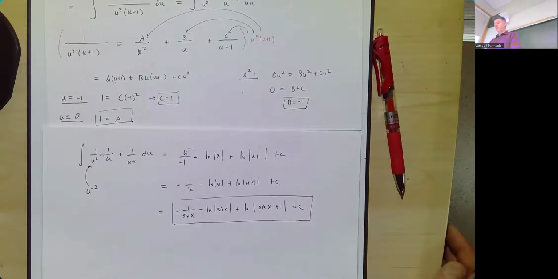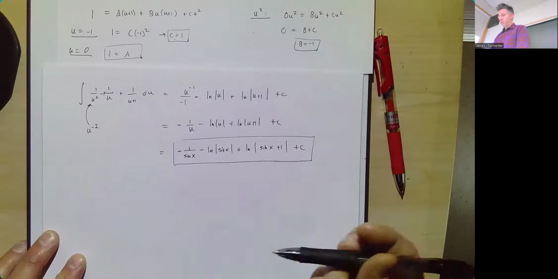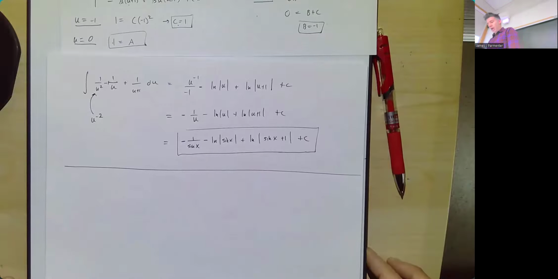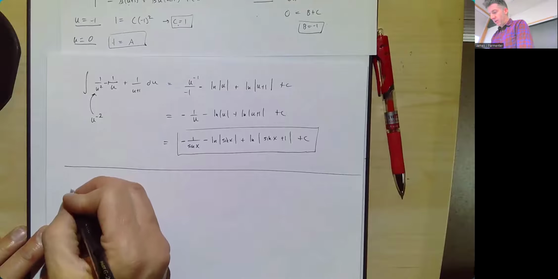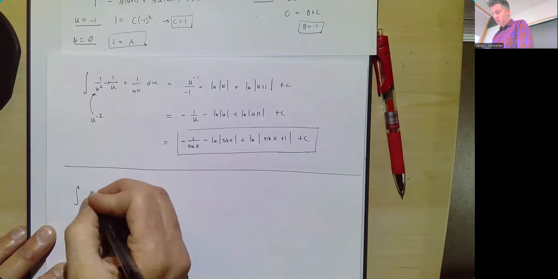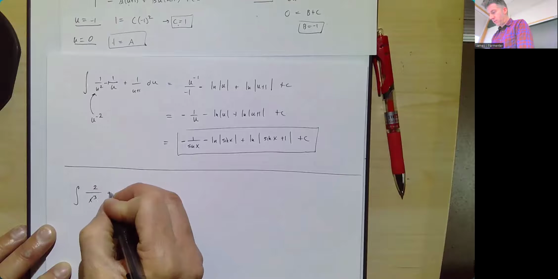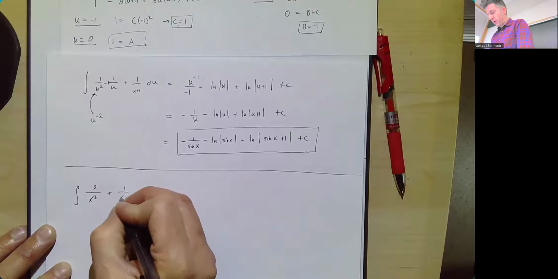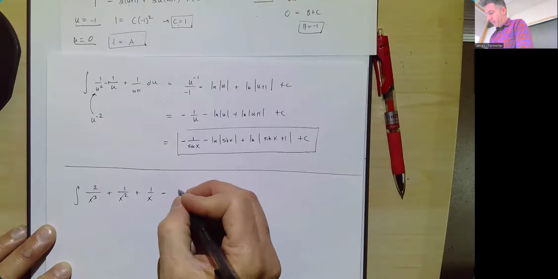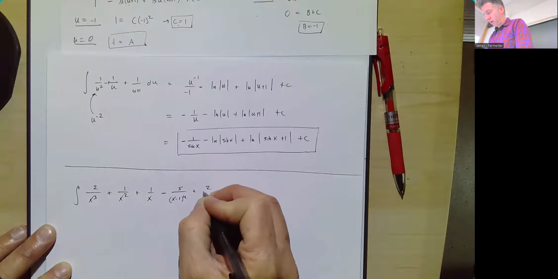Let's look at an example of how we know what to do if we've got some interesting partial fraction decomposition. Let's say we've done a partial fraction decomposition, and at the end we ended up with the integral of, say, 2 over x cubed plus 1 over x squared plus 1 over x, and then we also had minus 5 over x minus 1 to the fourth plus 2 over x minus 1.